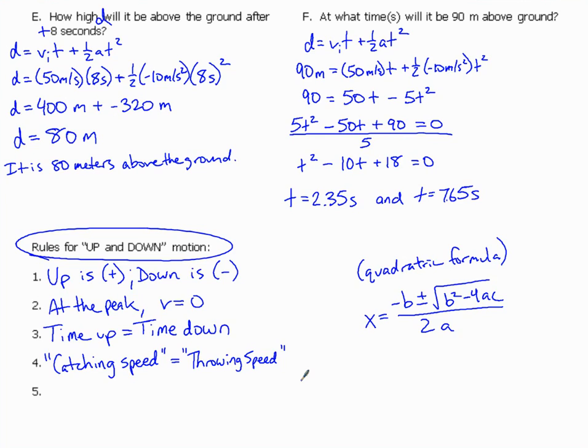Rule number 5 is especially important because it gives us some specific ways to deal with problems. Once it reaches the peak, it acts just like a dropped object.